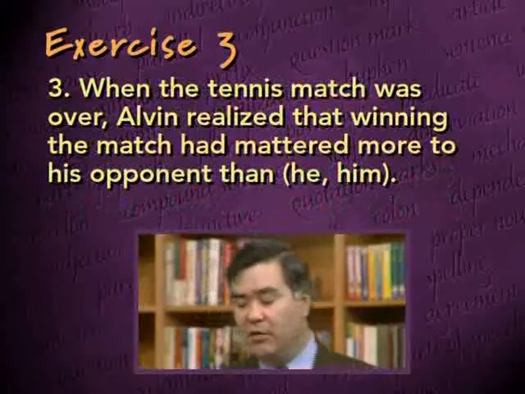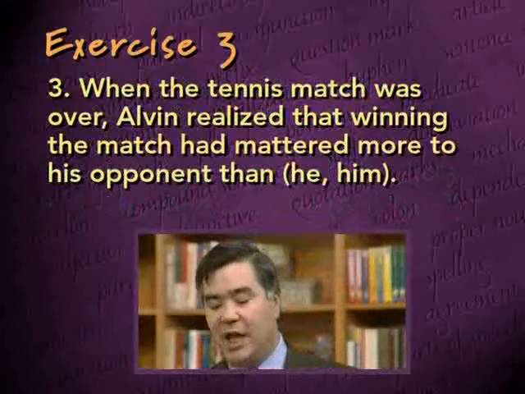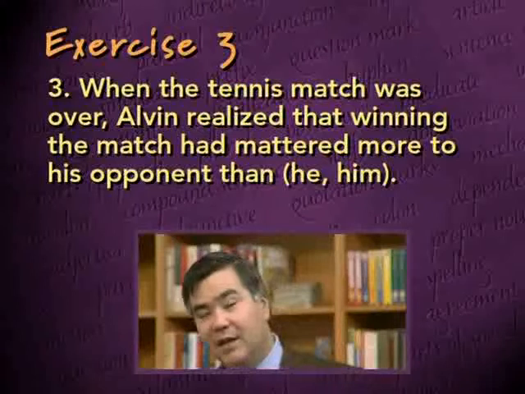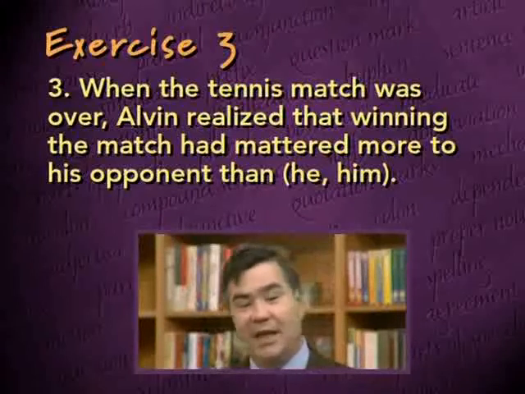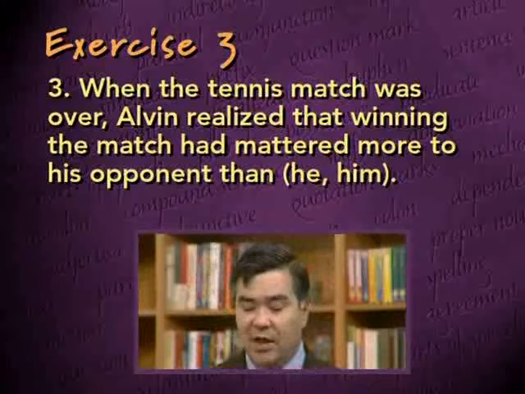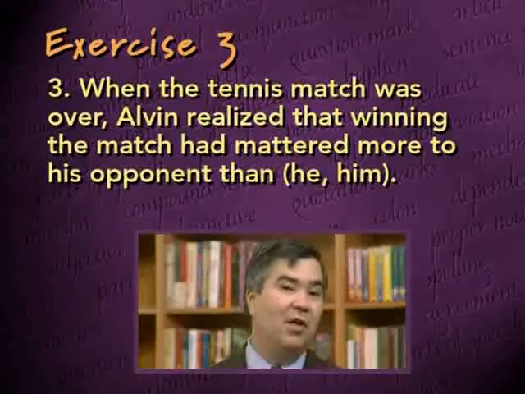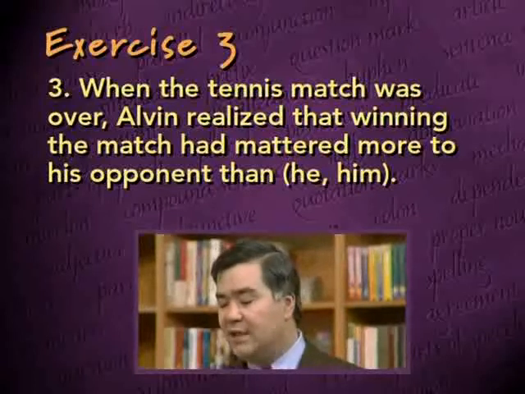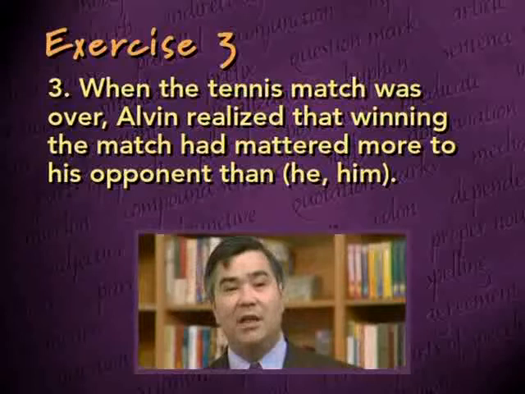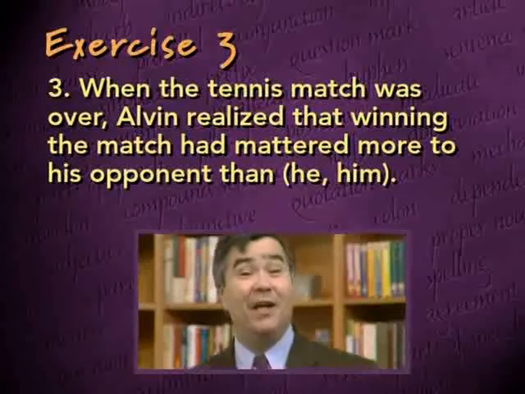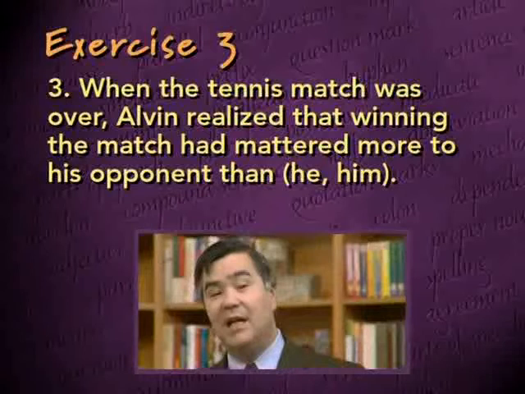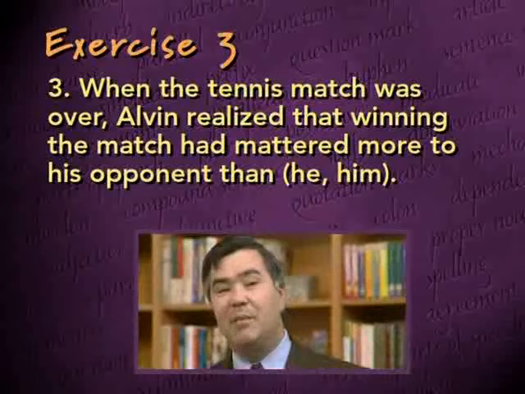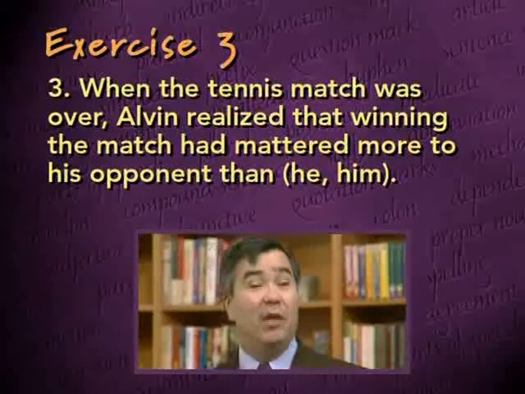Next example. When the tennis match was over, Alvin realized that winning the match had mattered more to his opponent than he or him. Again, we have an elliptical clause at the end of the sentence, beginning with than. And in order to know whether he or him is correct, we need to complete the clause and see what it's actually saying. When the tennis match was over, Alvin realized that winning the match had mattered more to his opponent than it had mattered to him. That's what the sentence is really saying, that his opponent cared more about winning the match than Alvin did. So winning the match had mattered more to his opponent than it had to him.